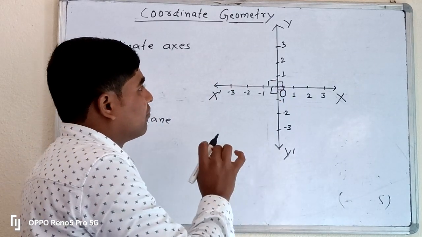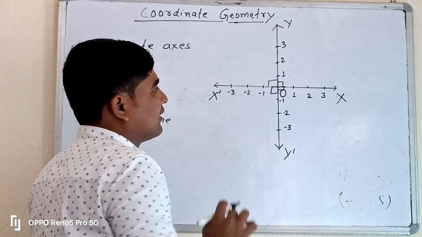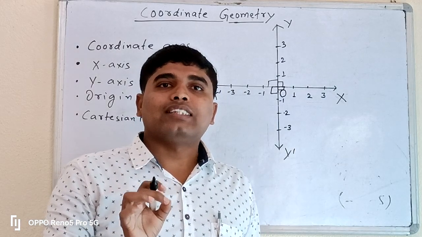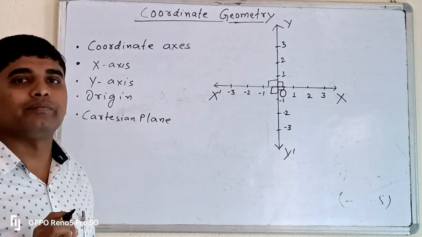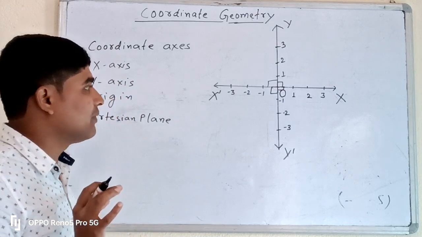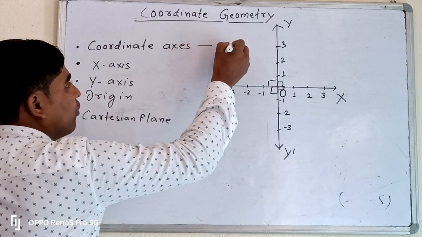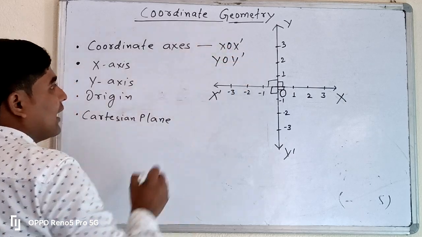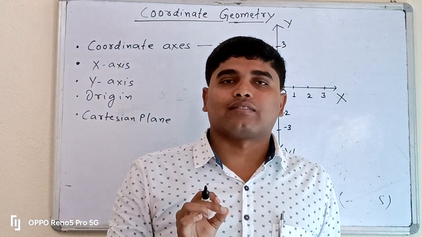So X O X dash and Y O Y dash are mutually perpendicular lines, and these lines are called coordinate axes. Coordinate axes, clear, I think. Coordinate axes means which lines? X O X dash and Y O Y dash are called coordinate axes.